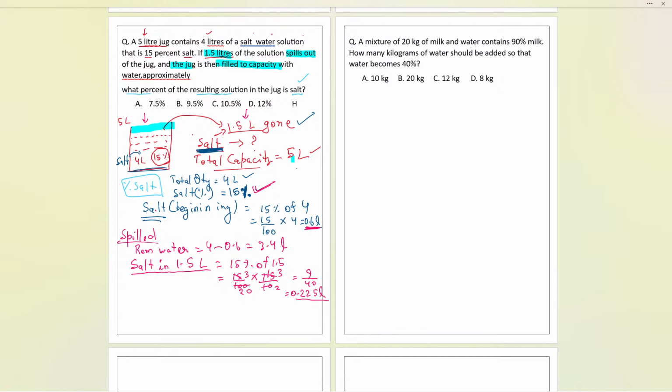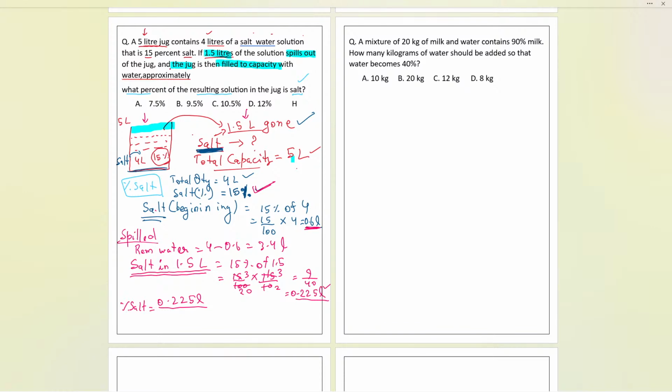Now here is the very easy part. Only one step is remaining. The salt we have got is 0.225 liter. So now we are calculating the percent of salt. So we have to take 50% even after spilling also. Yes, that is our concept. So now we have to calculate.